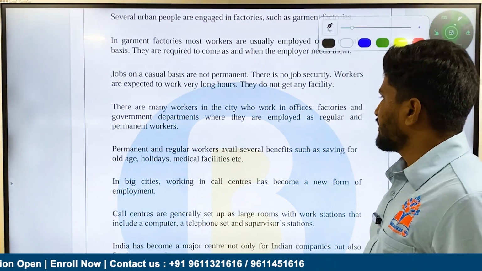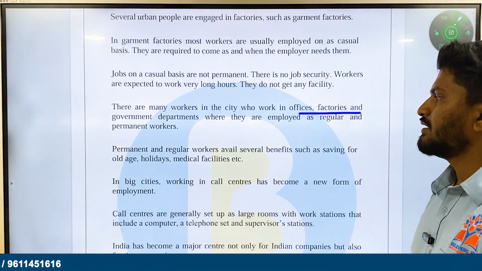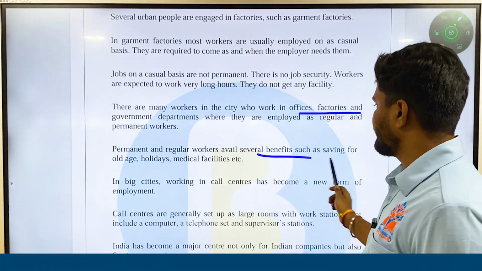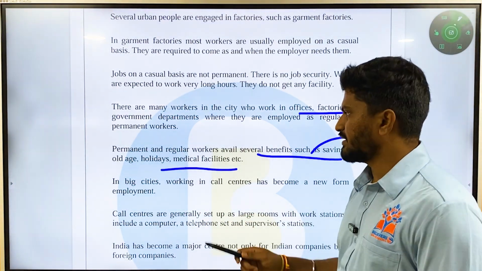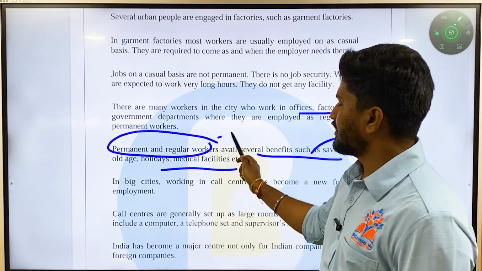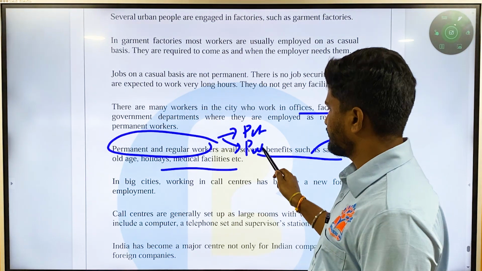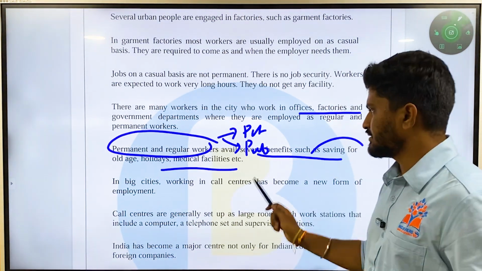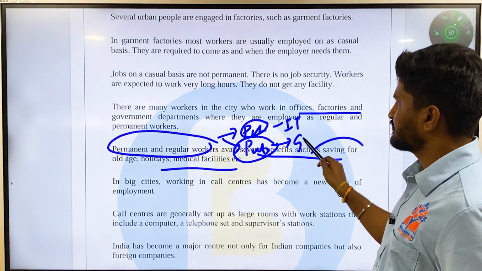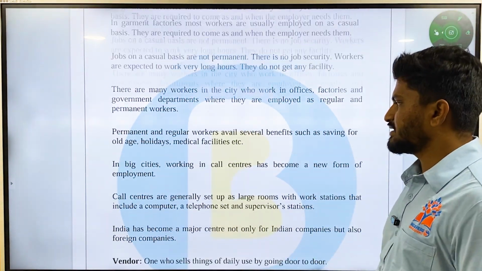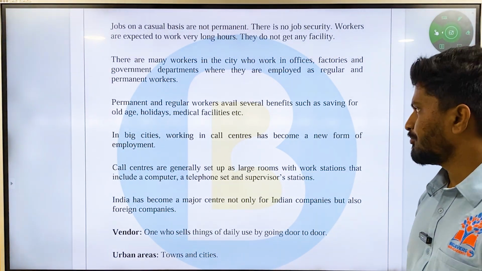So many workers in the city work in offices, factories and government departments where they are employed as regular and permanent workers, and permanent and regular workers avail several benefits such as saving for old age, holidays, medical facilities, etc. Okay, these permanent and regular workers can be employed either in public, such as government employees, or in private, such as IT employees. Okay, so it differs. In big cities, working in call centers has become the new form of employment. You already know that. Now it has become a norm.